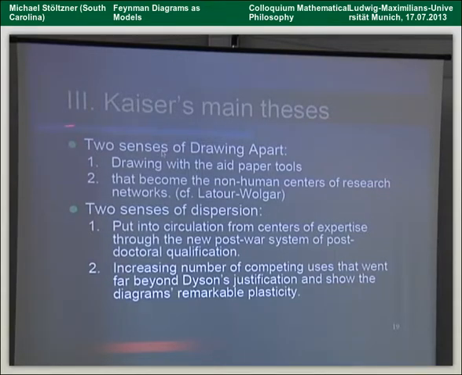Okay, drawing theories apart has two senses, Kaiser tells us. On the one hand, we are drawing with the aid of paper tools. That's a big word in the history of science. It comes from chemistry. Yeah? These stoichiometric formulas, all these drawings of chemical bonds, these are what were paper tools. And this comes from historians of chemistry, but it's a general debate in history of science, and Kaiser picks it up here. And these paper tools now become the non-human centers of research networks. That's how he thinks about it.